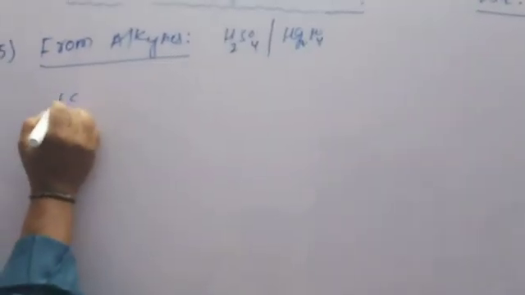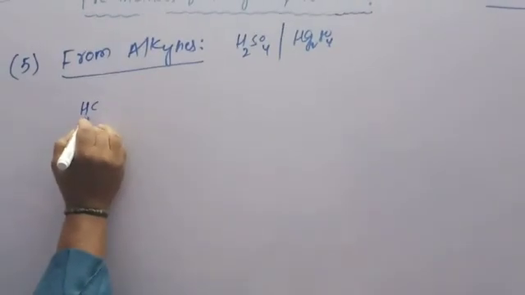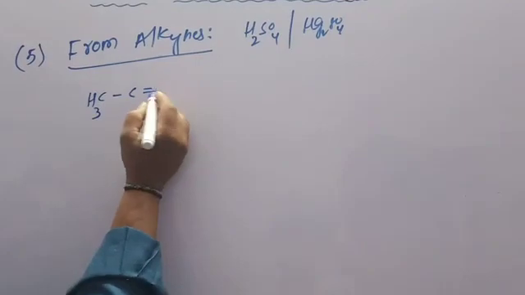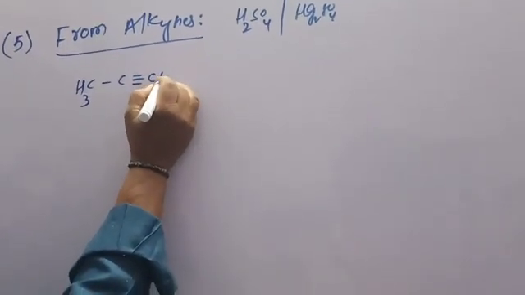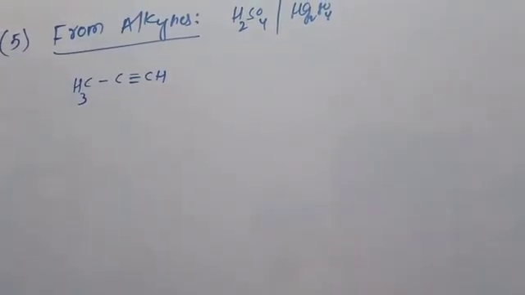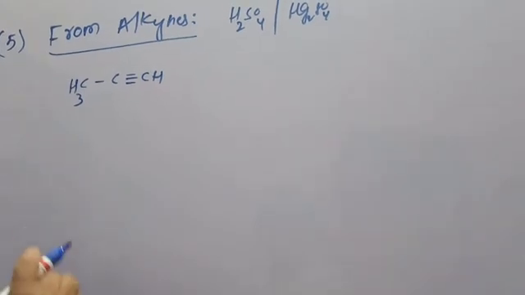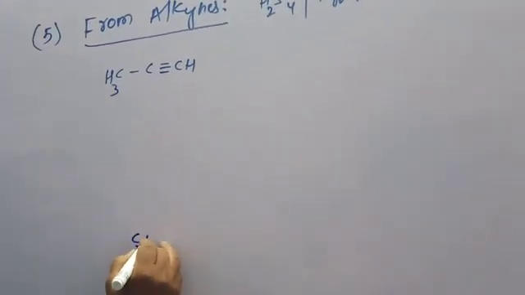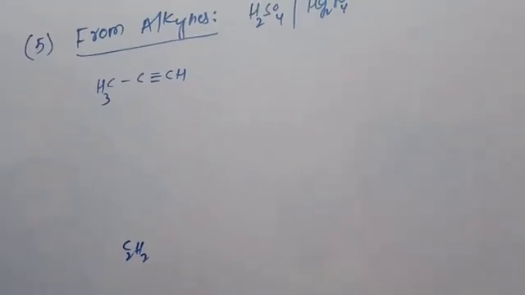So in this process, for example, let us consider alkynes, CH3–C≡CH. Then let us also consider ethyne. What is ethyne? Ethyne is C2H2.